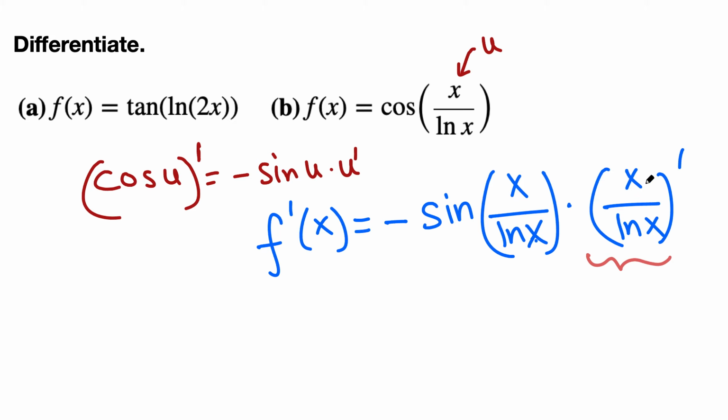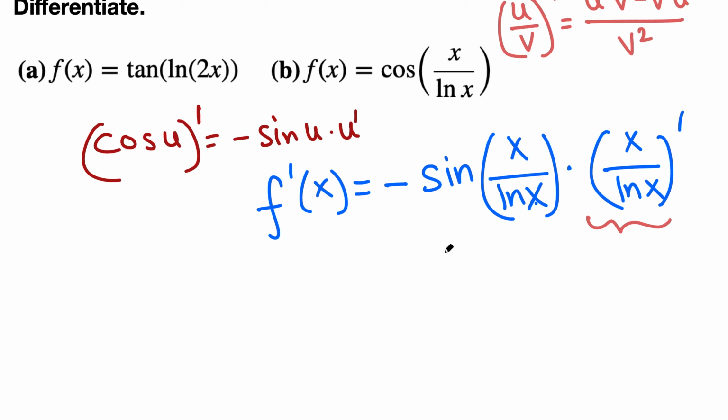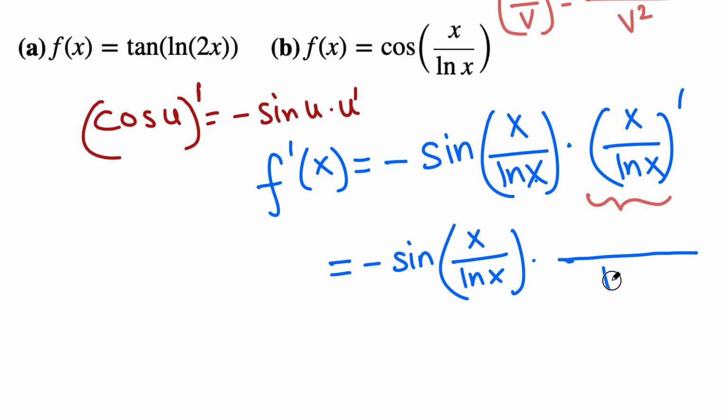So for now, it's like u over v prime. So what is the derivative of u over v? A fraction. So whenever we have u over v, the quotient rule is u prime v minus v prime u all over v squared. So we must use that now. So let me write here, the negative sine x over ln x, quotient rule, on the bottom, bottom is square, it's like v square.